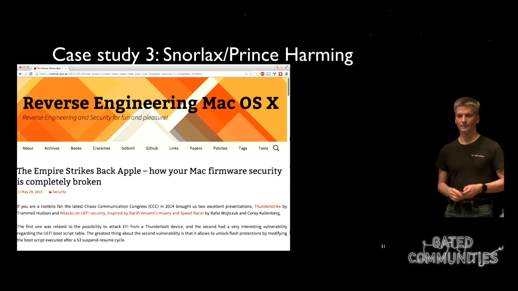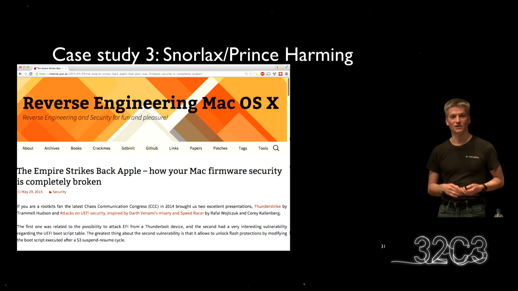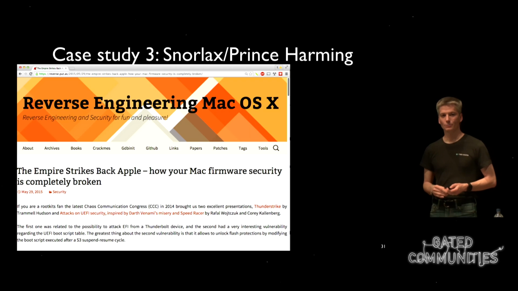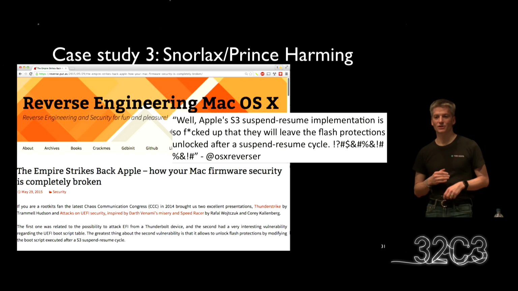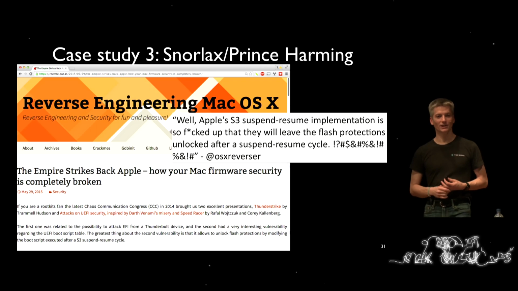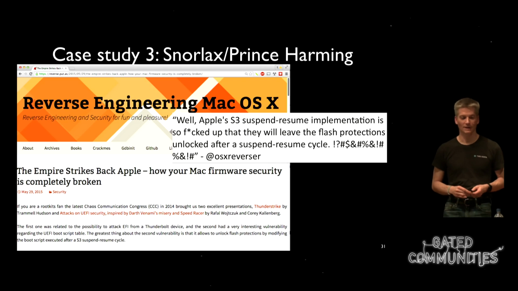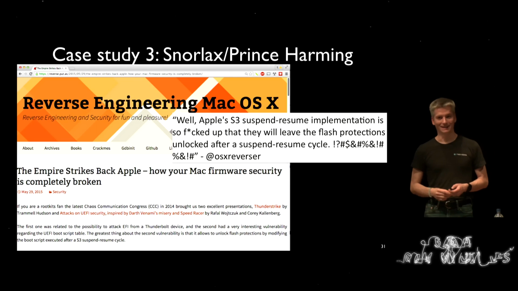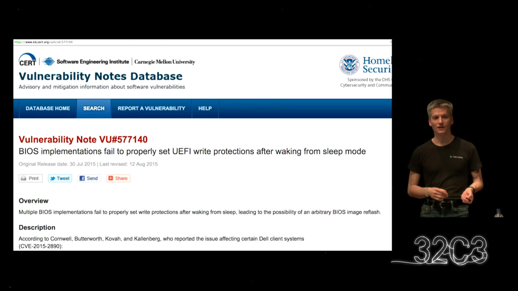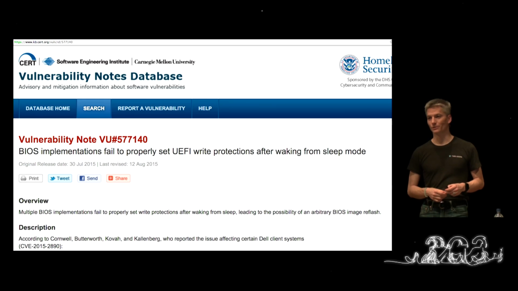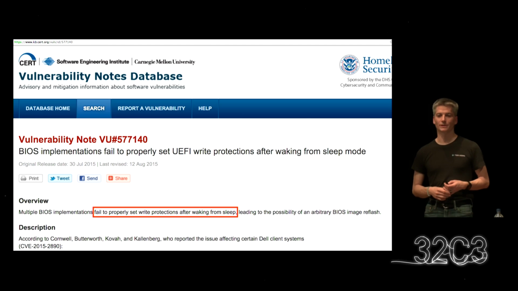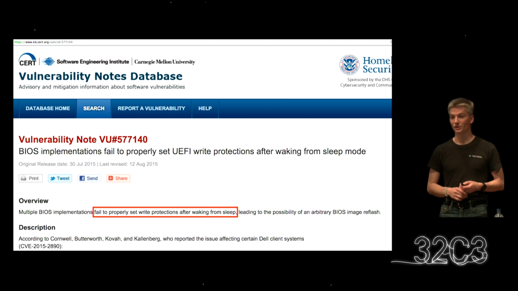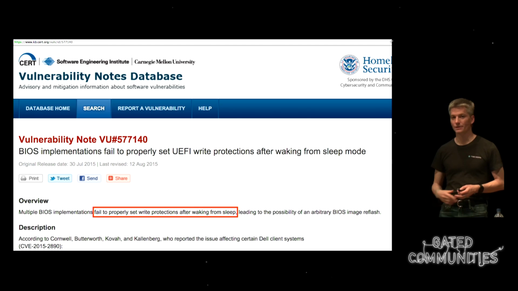OS X Reverser also watched the CCC talk last year and experimented on recreating it on his MacBook. What he found was actually much worse, that the S3 implementation left the flash protection completely unlocked after a suspend resume cycle. As you might imagine, that's a bad thing. And it turns out this is a rediscovery of a 2013 vulnerability called Snorlax, in which Dell systems failed to properly set write protection after resuming from sleep. And that was a team at MITRE that found that.